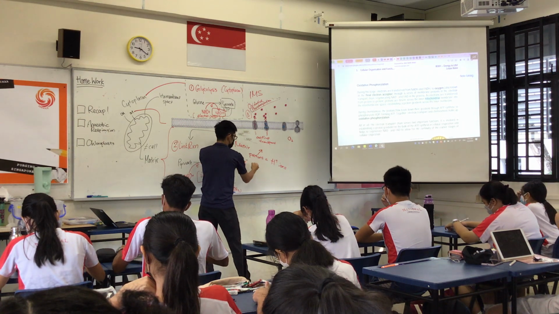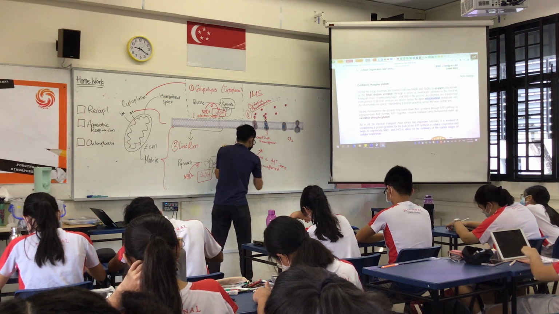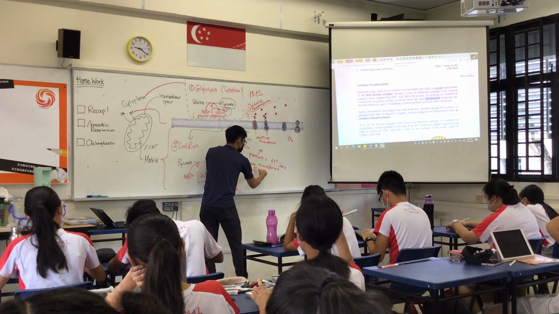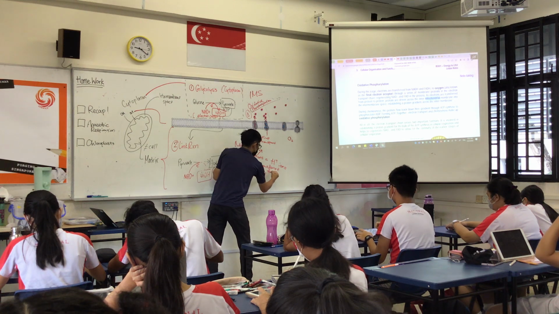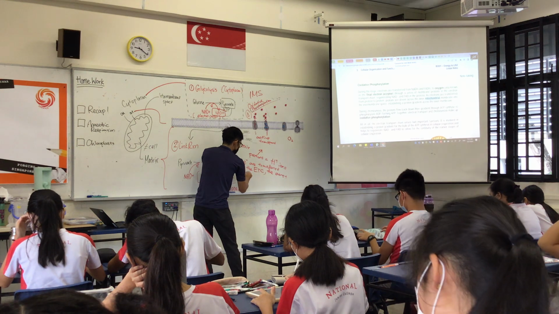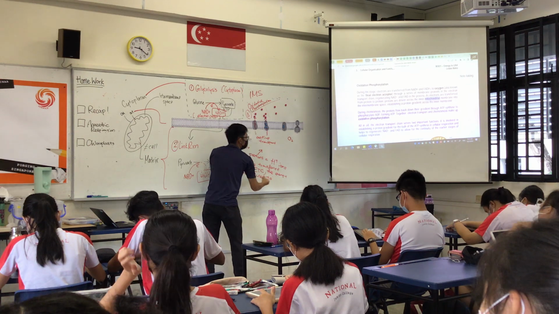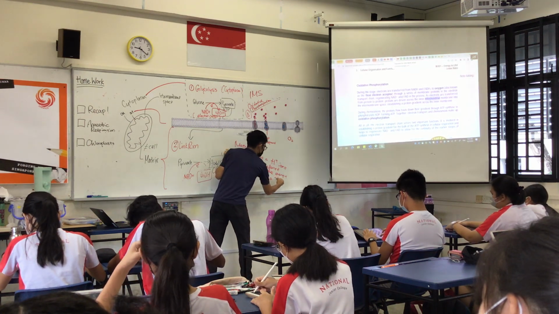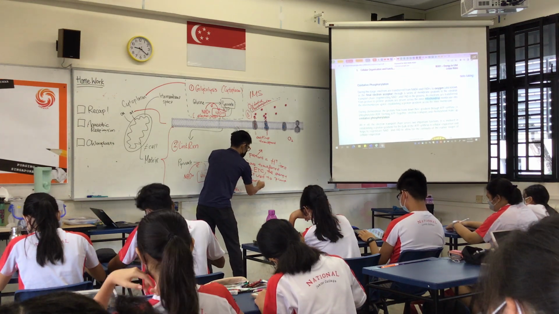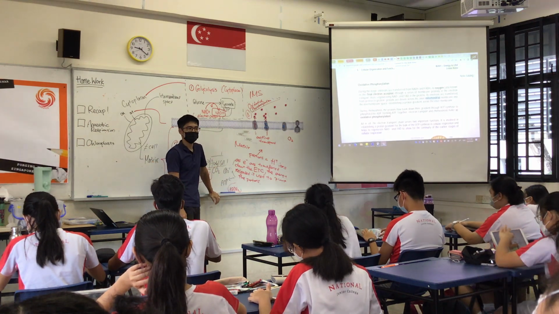As electrons are transferred down the electron transport chain, the energy released is used to pump the protons. So this is where the energy comes from. It comes from the transfer of electrons. If you want to write it down.